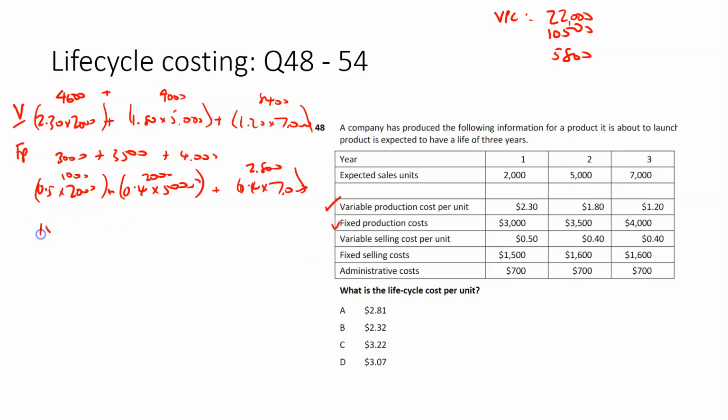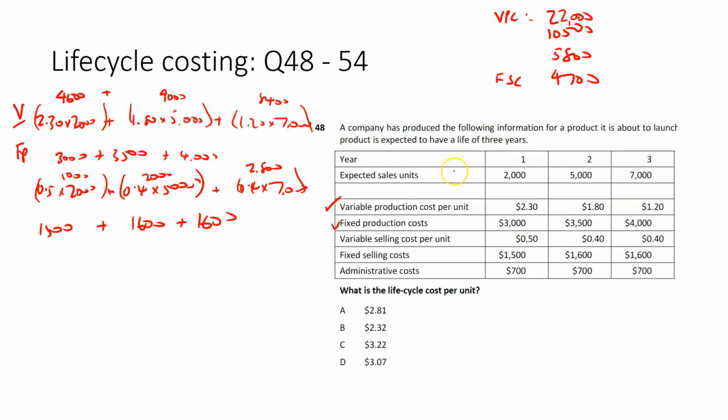Again, literally, the fixed selling costs. I think you see where I'm going with this, but let's just finish it through, so at least by yourself you know how to get it. 1,500 plus 1,600 plus 1,600 takes you to 4,700. So these are the fixed selling costs.